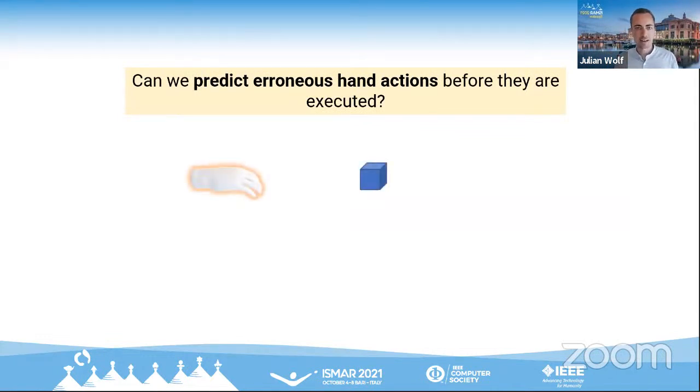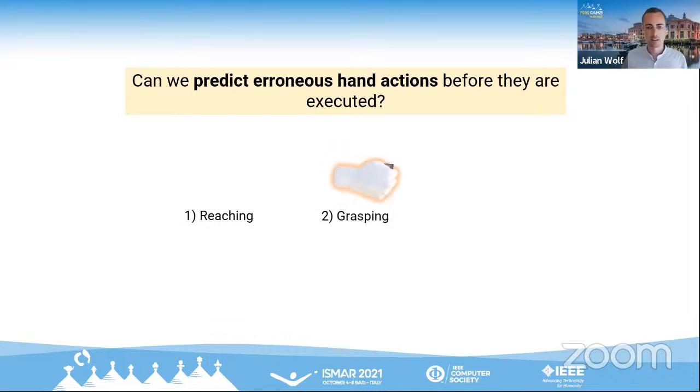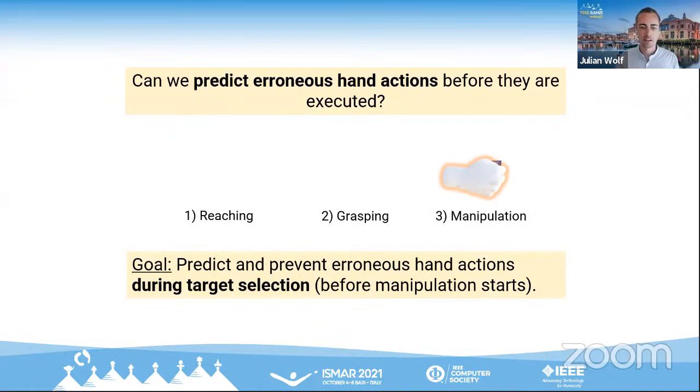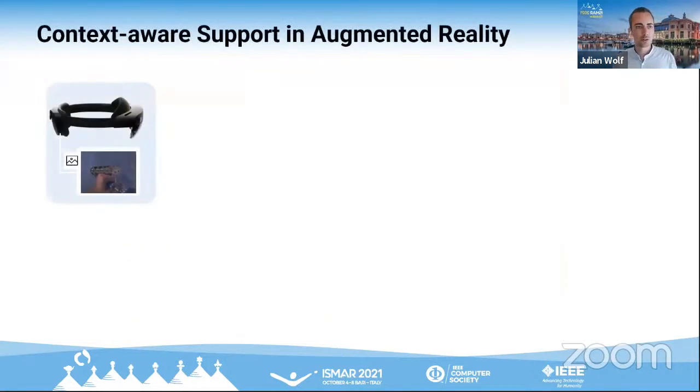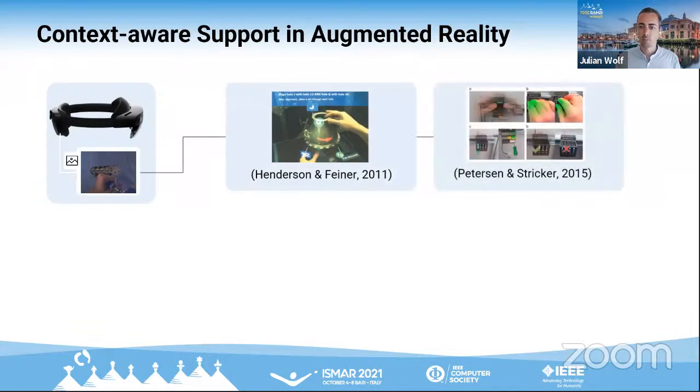If we look at such a hand action or hand interaction with a physical 3D object, it starts with the hand reaching to the target, grasping it, and then there's some kind of manipulation. The goal of our work was to predict and prevent such erroneous hand actions already during target selection, before the manipulation starts. If we look at previous research on such context-aware support in augmented reality, this has been done by an evaluation of camera footage, for example, the work by Henderson and Feiner or by Peterson and Stricker. These systems could already provide feedback during the manipulation and after the manipulation, but not yet before the manipulation starts.